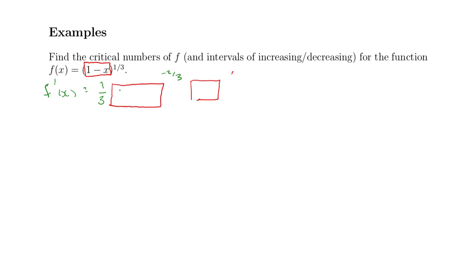If I fill everything in, I've got 1 minus x. Oops, I put negative 1x. That's not what I mean. There we go, 1 minus x in our box. And the derivative of this is negative 1. What this really looks like is negative 1 over 1 minus x to the 2/3. That's my derivative. Now, what we want to do is find partition numbers of this thing.